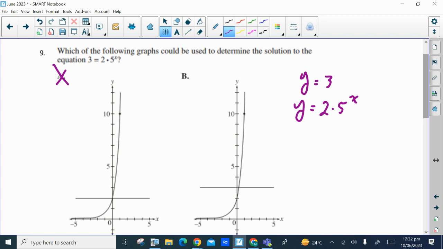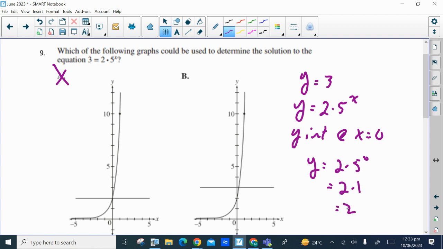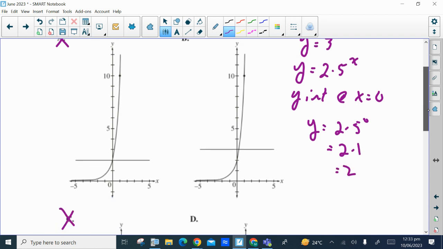So which of these two possibilities shows the graph of 2 times 5 to the x? So what is the y-intercept of that equation? The y-intercept of this is found by letting x equal 0. That might help us distinguish what the right graph is. So that'll be y equals 2 times 5 to the 0. Anything to the 0 is 1, so it's 2 times 1, which is 2. The y-intercept of that graph will be positive 2.